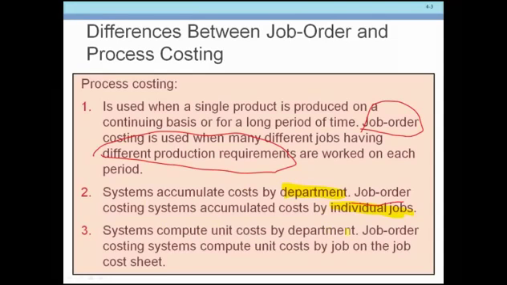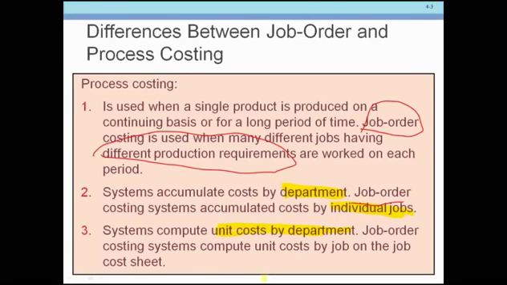The process costing system computes unit cost by department. So we're going to figure out the unit cost, how much it's costing us in each department. A job order costing system computes unit cost by job on the job cost sheet. So we look at the unit cost by job, the whole job, how much it costs us on the job cost sheet.